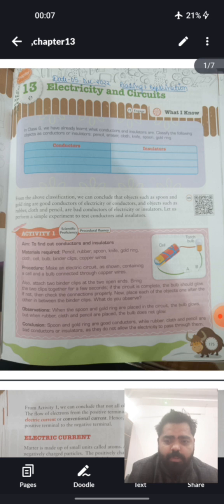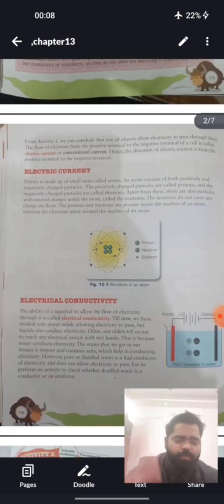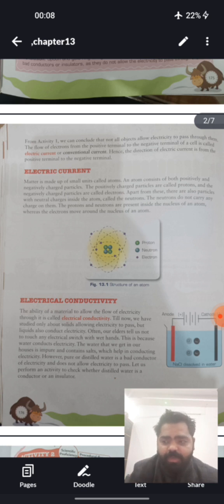Basically, we'll be studying about the concept of current, and we know as far as the current is concerned, it is nothing but the movement of charges from one location to another location, and this bulk movement of charges is called electricity. And the path through which the electric current flows is called the circuit, right?